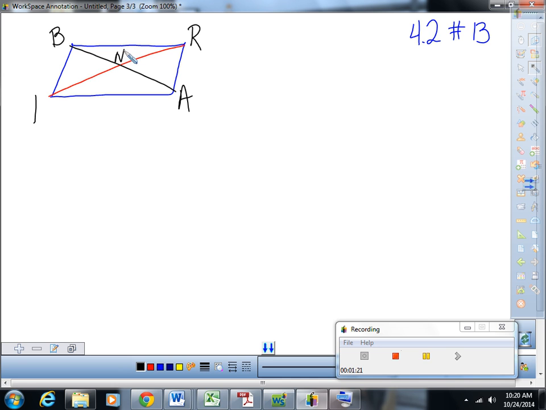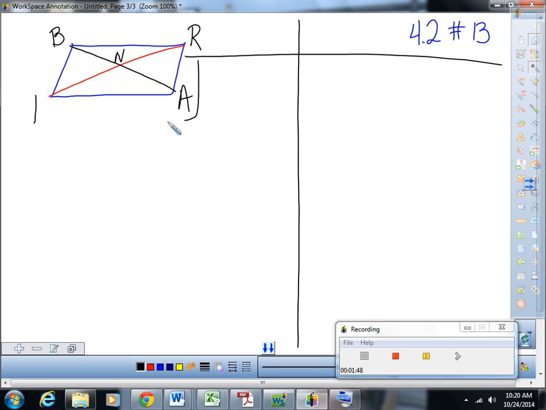This is going to be a long proof. We're going to need all the room we can get. So let's see, I'm going to do something like this, and we'll just box this in. Okay, step one: BI is congruent to RA. BR is congruent to IA. And that's all that we have given, peeps.